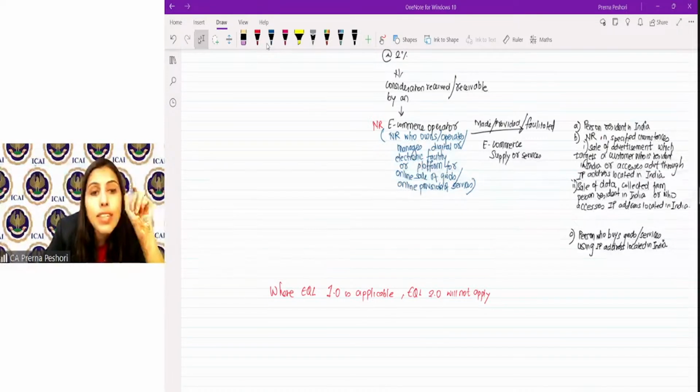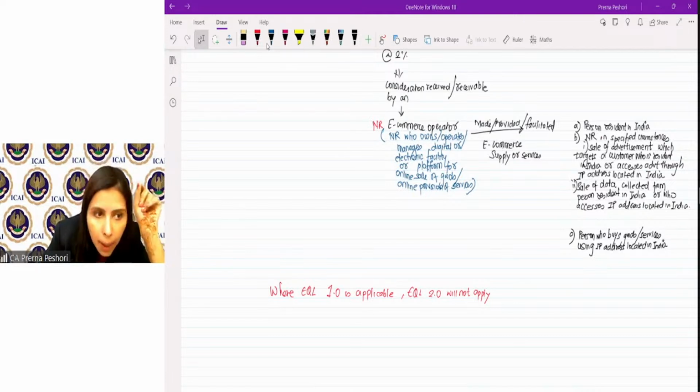This is how these companies are not for free. Instagram is not at all free. You're paying consideration in kind to Instagram, which is allowing them to use your personal data. Are we clear? So in these situations, equalization levy will be applicable.